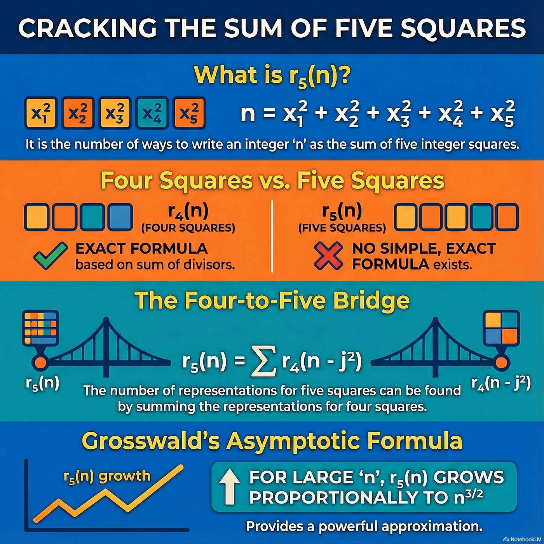You know, some problems in number theory just have this incredible classical elegance. Oh, absolutely. Like the question of how many ways you can write a number, let's say n, as a sum of k squares. Right. And for k equals 4, the answer is just, well, it's pure mathematical poetry. It really is. Jacobi's formula for R4 of n, it's exact, it's clean. It's just 8 times the sum of the divisors of n.